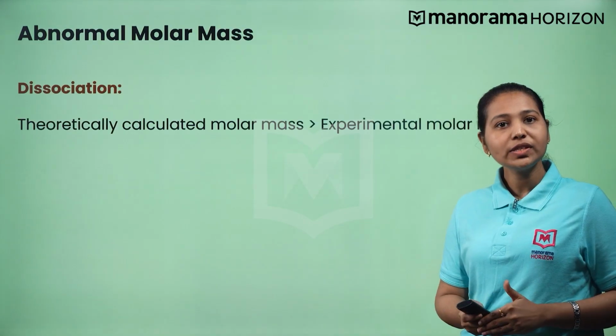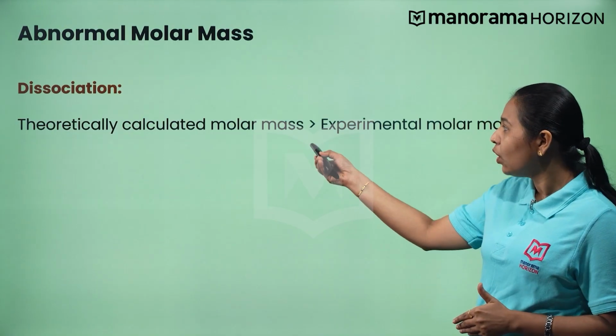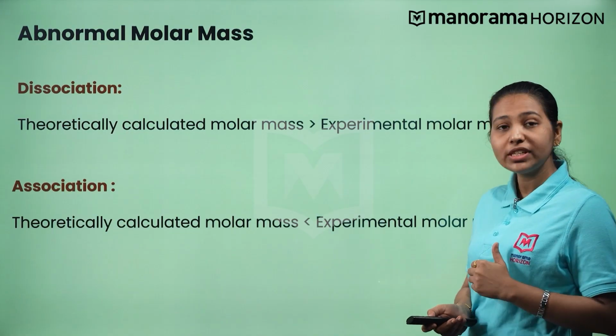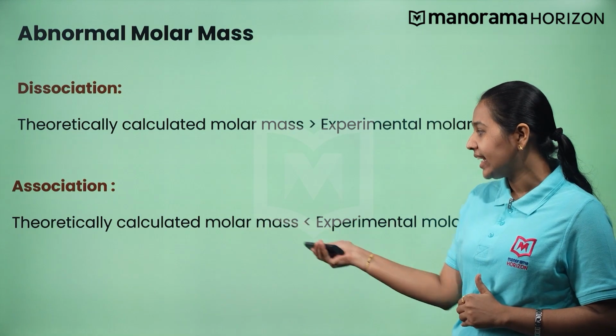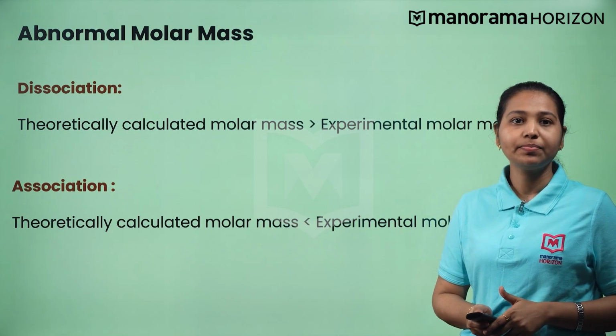Upon dissociation of solute particles, the experimentally determined molar mass is always lower than the theoretically calculated one. And on the contrary, in the case of association of solute molecules, the theoretically calculated molar mass would be less than the experimentally calculated molar mass.